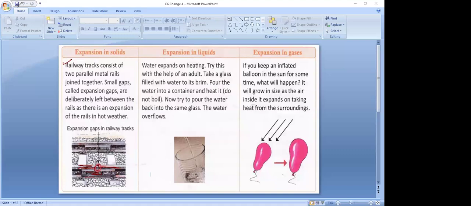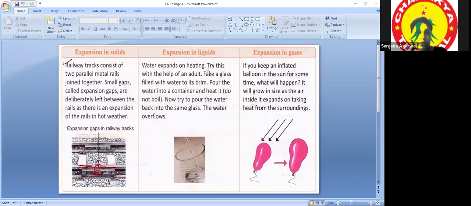Yes, ma'am. Okay. Next, look at expansion in liquids. So we know that every matter expands on heating. Water also expands on heating. Now, please do not try this. Okay, I'm cutting this line. Now take a glass filled with water to its brim. Pour the water into a container. You have to take a glass and fill it with water up to the topmost level. Pour the water into a container and heat it. Do not boil. Now try to pour the water back into the same glass. The water overflows.